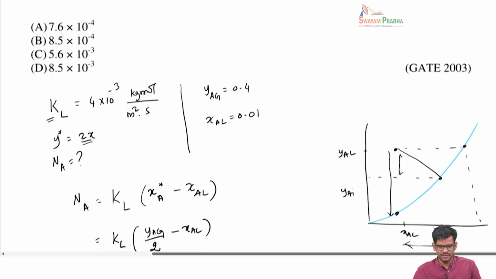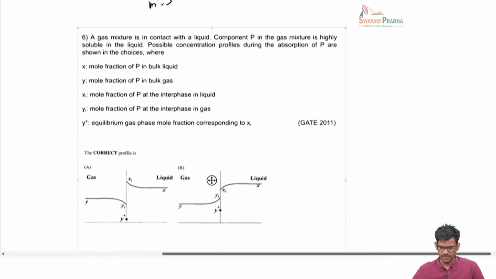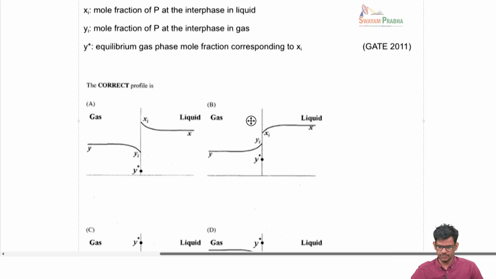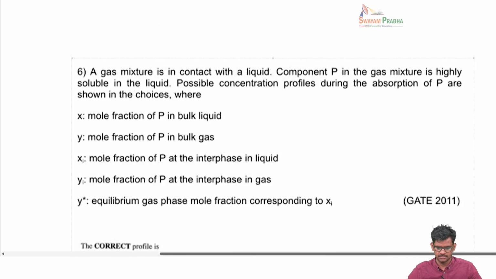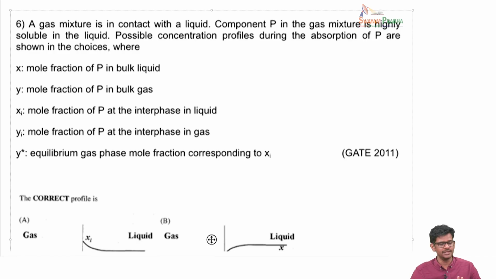Straightforward problem. So option A is the correct answer. Okay, first we'll read the question. The question is the following: a gas mixture is in contact with a liquid. Component P in the gas mixture is highly soluble in the liquid. Okay, so that's the information we have to highlight.